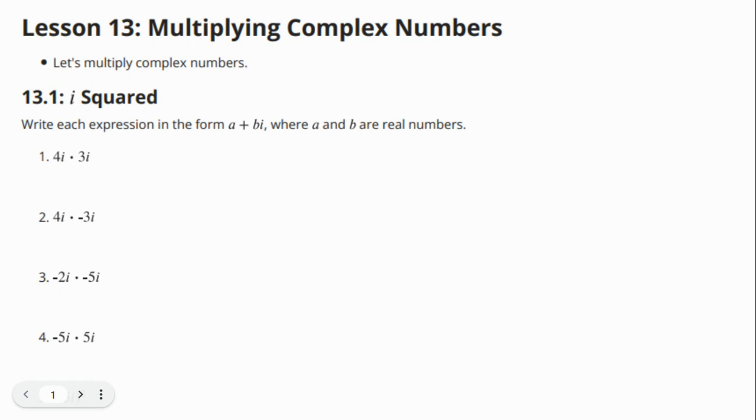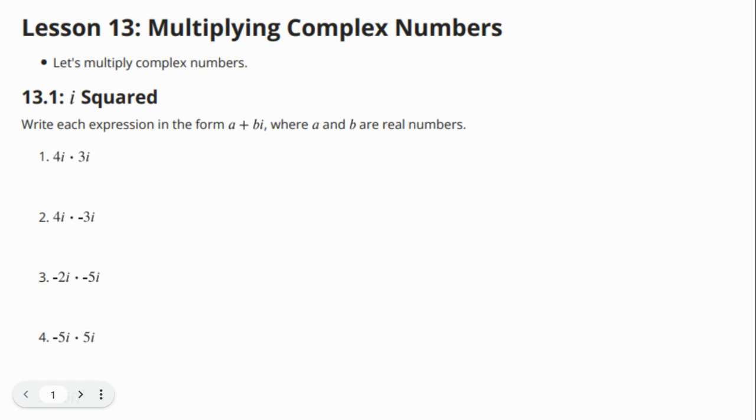All right, so having said that, when we multiply 4i times 3i, we multiply our coefficients. 4 times 3 is 12. When we multiply i times i, we get i squared. So this is 12 times i squared, but remember, i squared is -1, so I can substitute -1. Then 12 times -1 is -12.